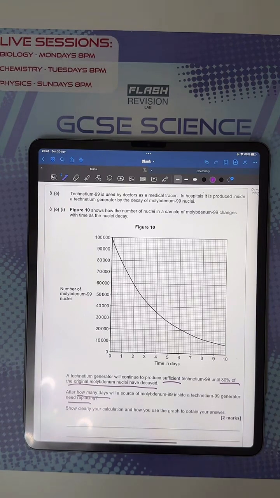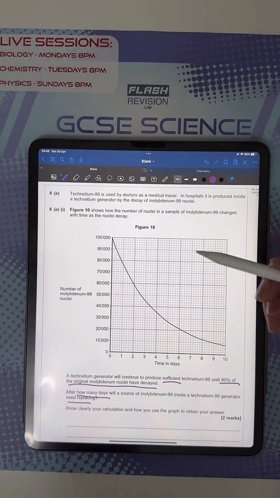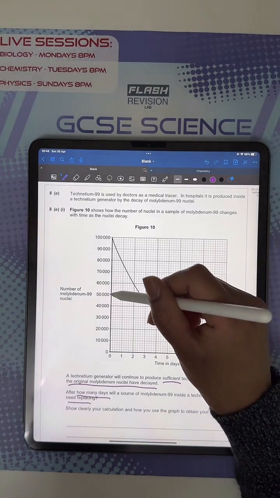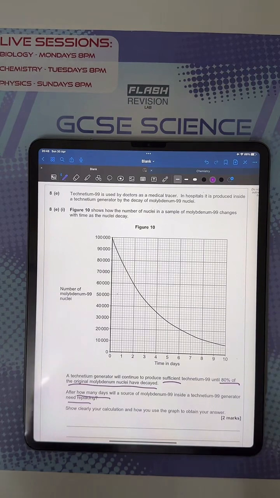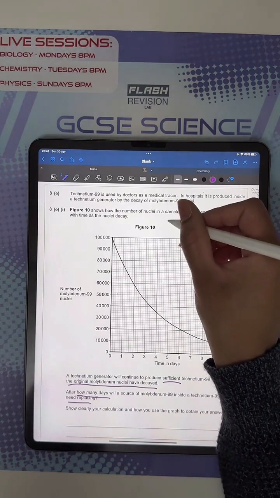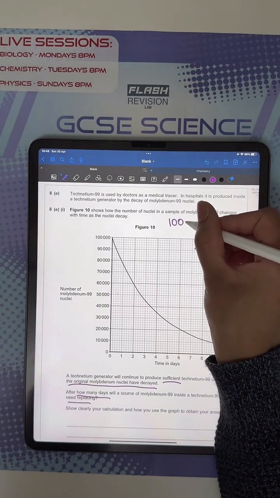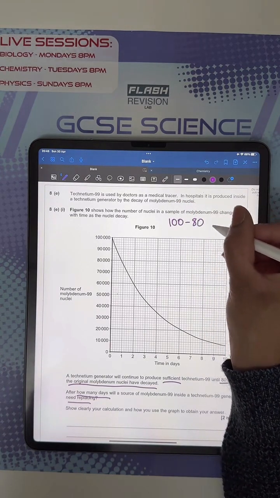Draw a line at 20k, exactly. What most people would do, because of what I said earlier, is go to 50,000, go across and go down. That's not right, because the question is not asking for half-life. It's asking how long it will take for it to have lost 80%. It's not even asking you to find 80%, it's asking when it's lost 80%. If something has lost 80%, how many percent are you left with?